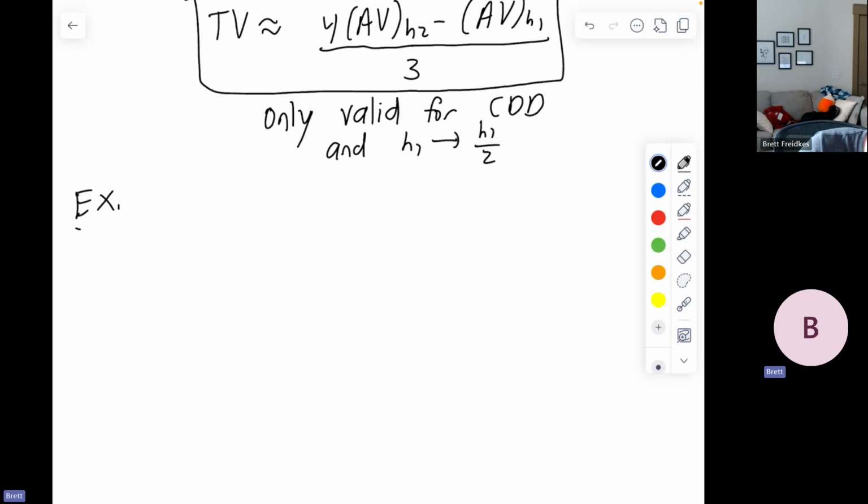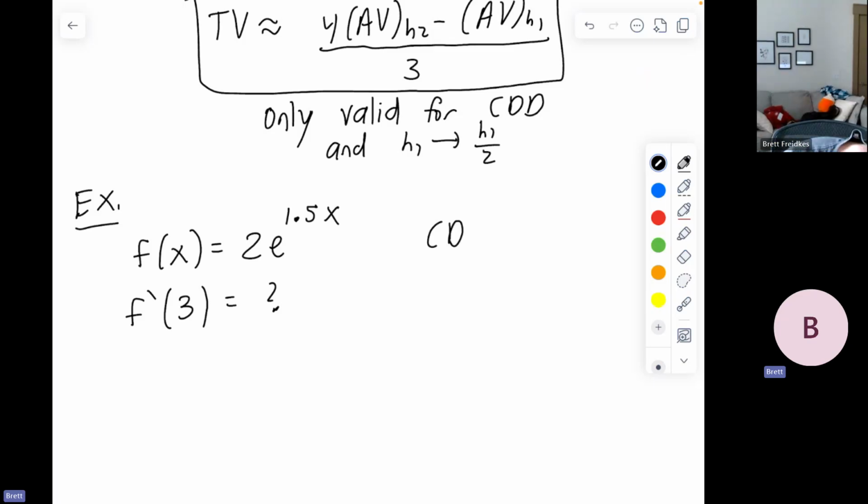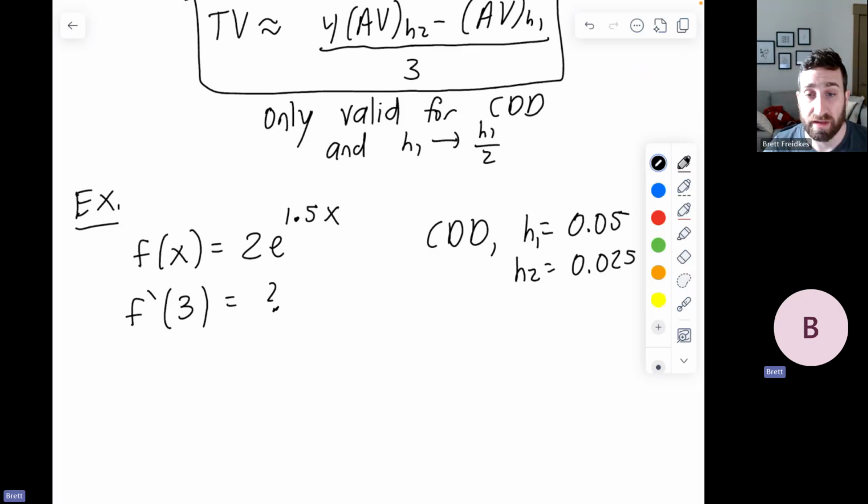Let's go ahead and do an example to illustrate how we would use this. Let's say I give you a function f of x is equal to 2e to the 1.5x, and I am interested in what f prime of 3 is using central divided difference. And I tell you that h is going to be 0.05. That's my h1. And my second iteration will be half that in order to use the equation that we just derived.